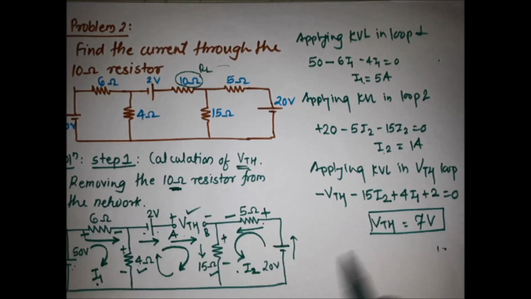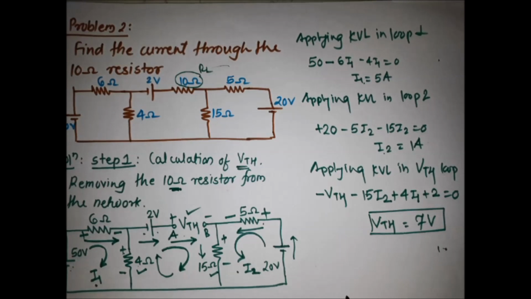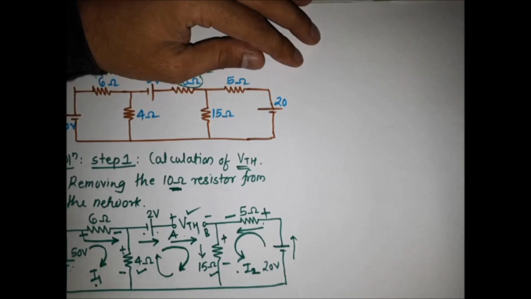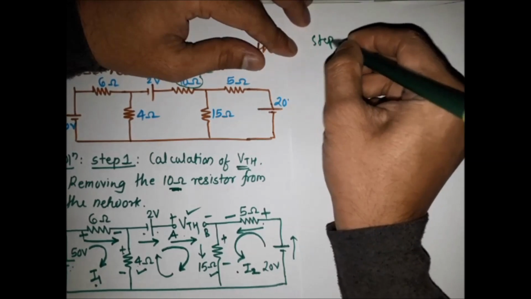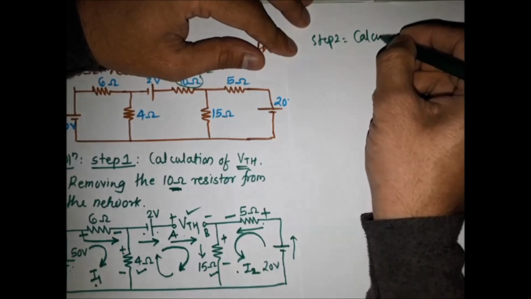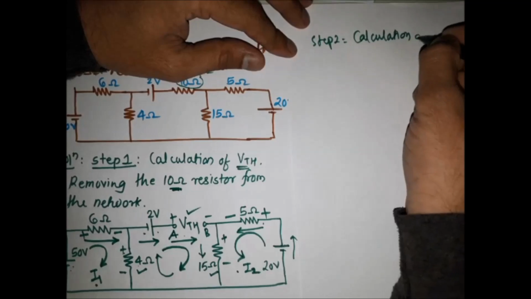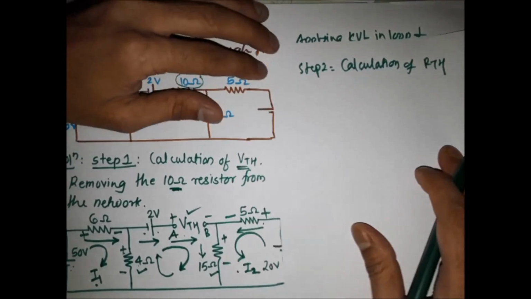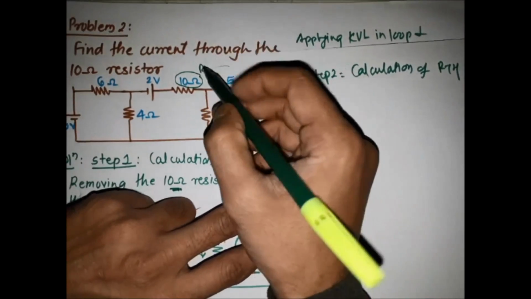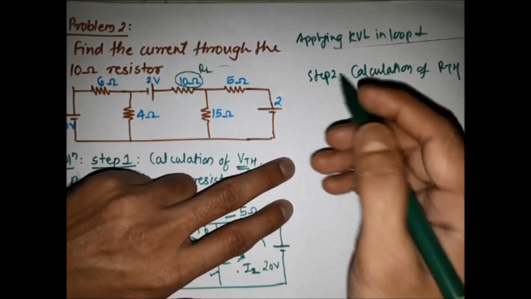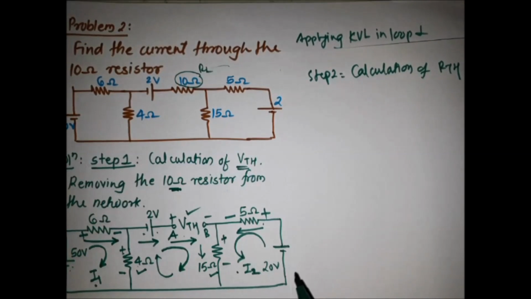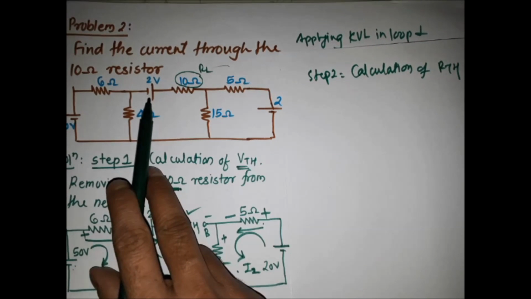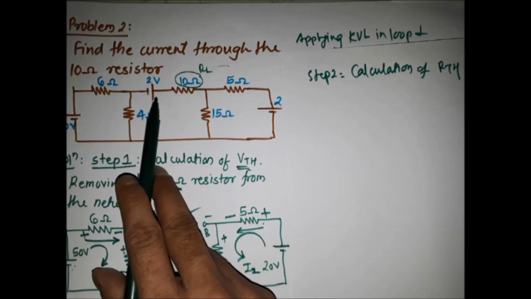Now the next step is calculation of RTH. We know the steps for calculating RTH. Step 2 is calculation of RTH. We are replacing the load resistor RL with RTH, and all the voltage and current sources are replaced with their internal resistances. Here there is no current source, so we are replacing the voltage source by a short circuit because the internal resistance of the voltage source is 0.